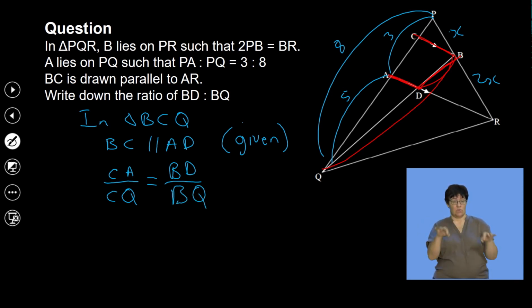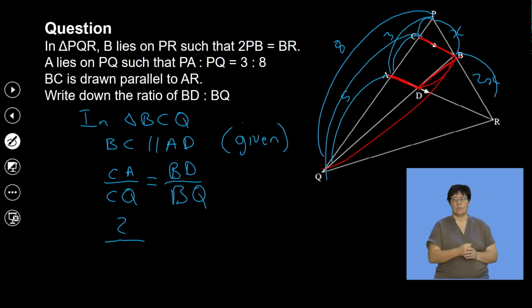Right? And then CA, you know for a fact that it has a ratio of 1:2, which is the same as the one on that side. So this will be 2 over, then my CQ will be from C up until Q, which is 2 plus the 5 there, and that will be 7, equals BD over BQ.